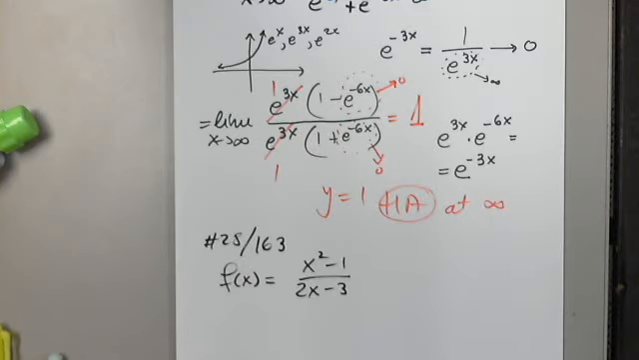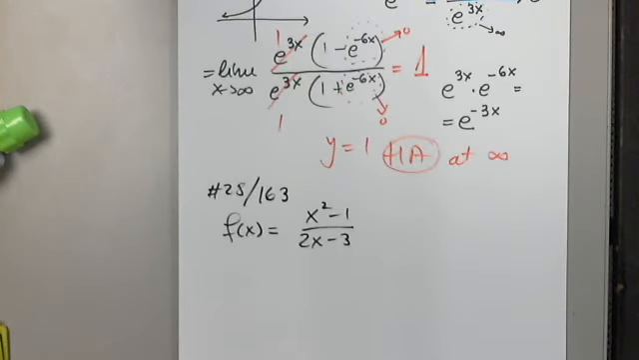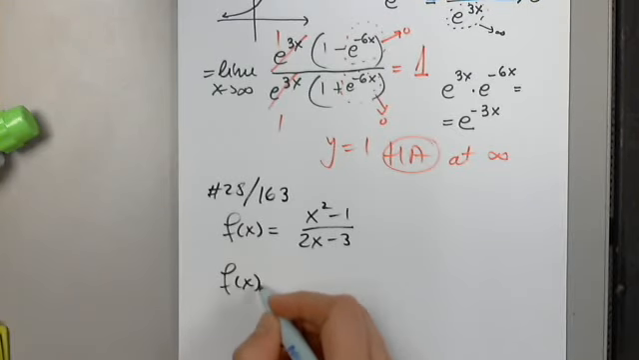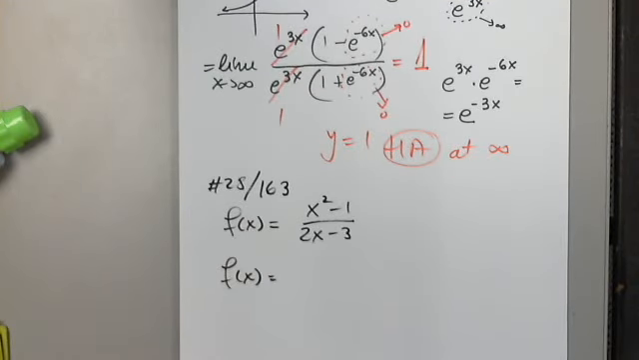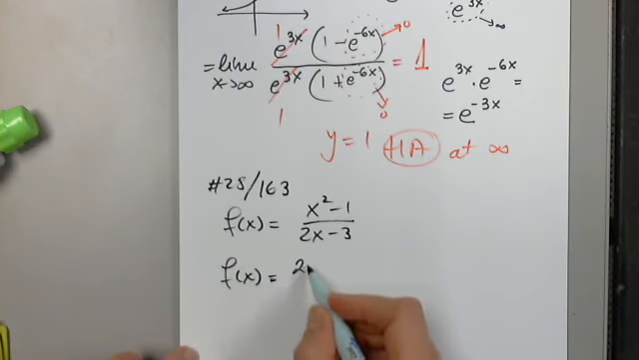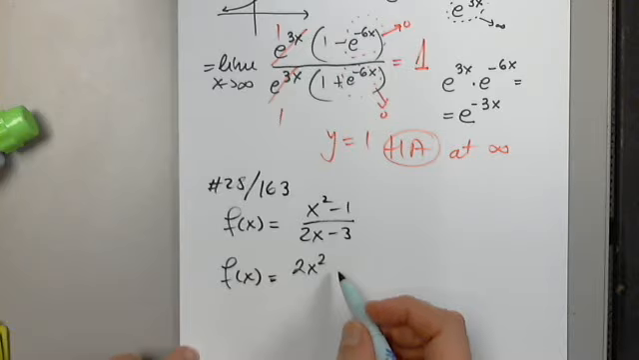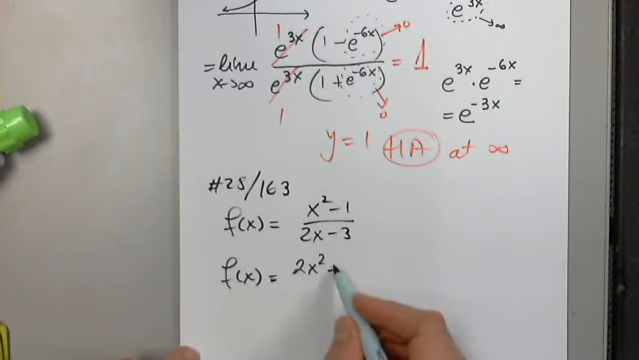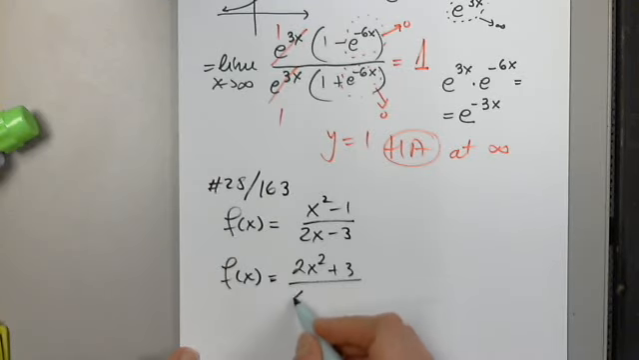Can we make one up? Let's make one up. Give me a rational function that you would like to work with. It can be similar to that one. I don't have a problem with it. Okay, let's say 2x squared plus 3, divided by 4x minus 2.